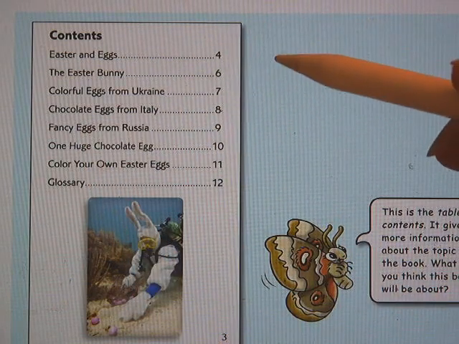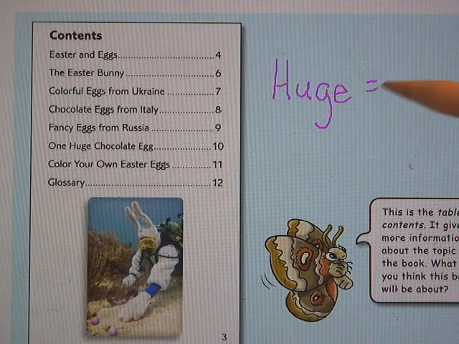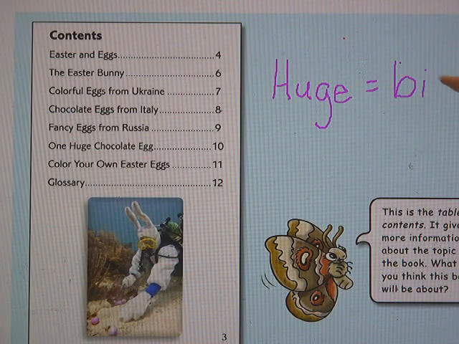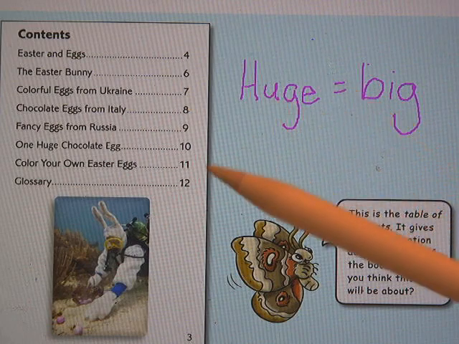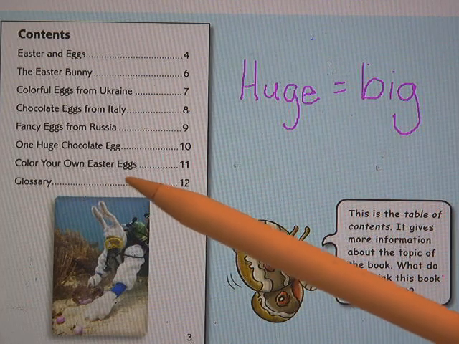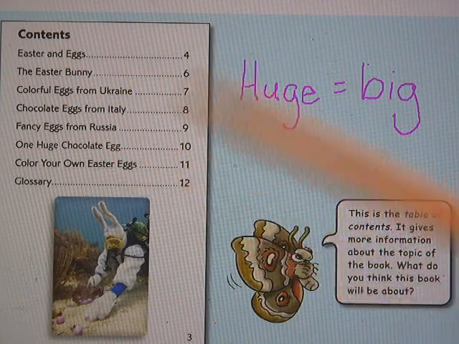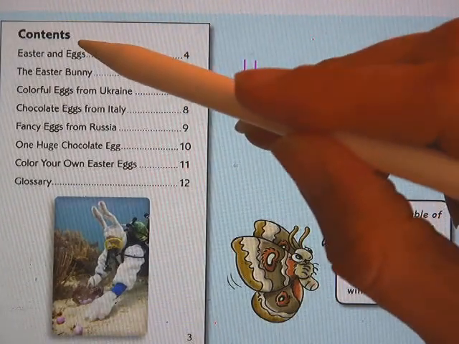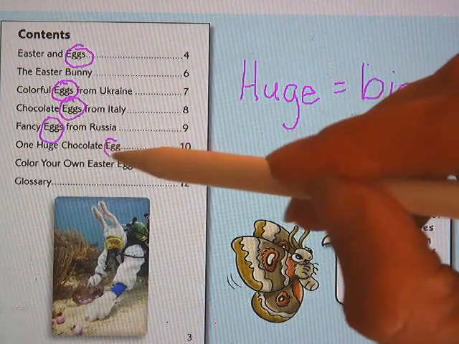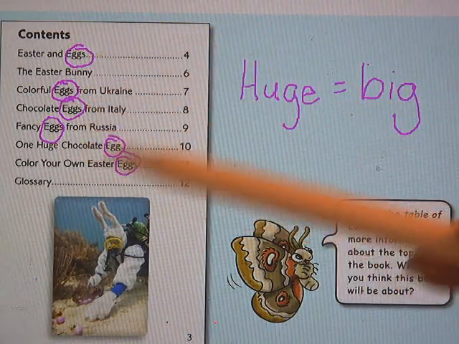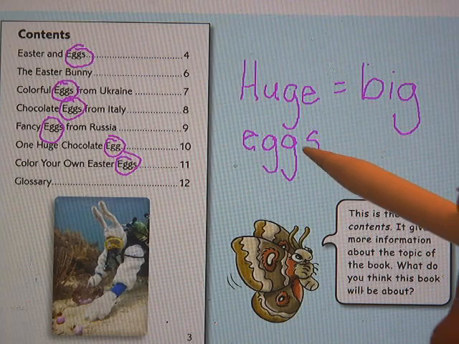All right, if you said big, a synonym for the word huge equals big. So if it is a huge egg, it is a big egg. Color your own Easter eggs. What do all of these pretty much have in them? I see a lot of this word. Almost every single one has what word? That's right, eggs. So I think it's going to have something to do with eggs.